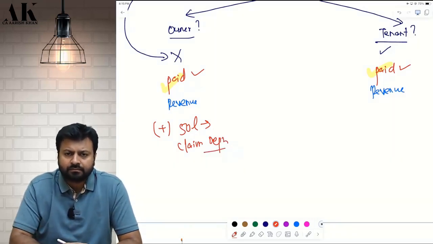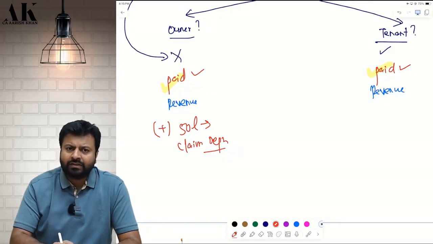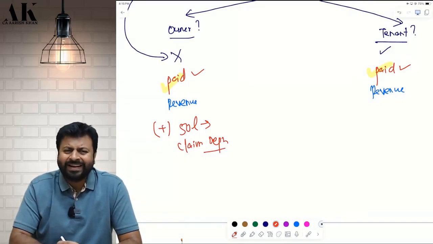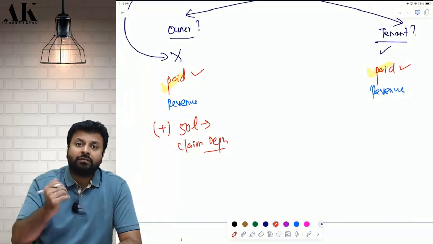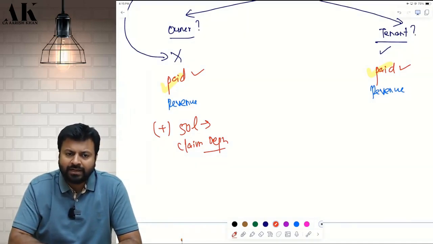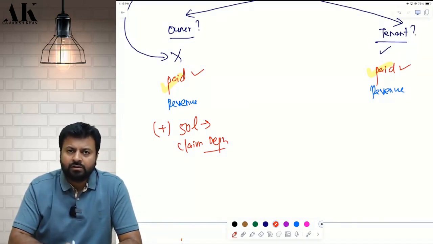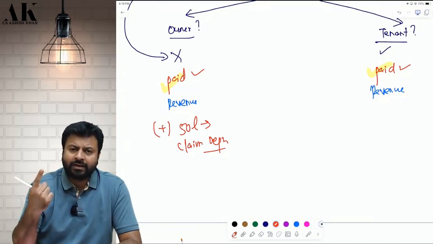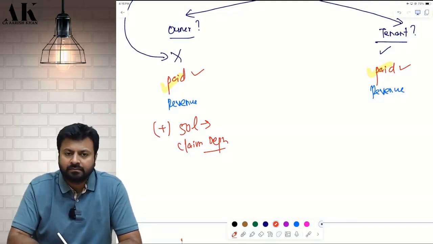Okay. Now I will tell you the rarest of the rare case, which is very rare, but it is possible. It's not impossible. Suppose I am a tenant of a building. If I am a tenant of a building, I will get rent as a deduction. I will get revenue repairs as a deduction. I will get rates and taxes as a deduction if paid. Yes or no?